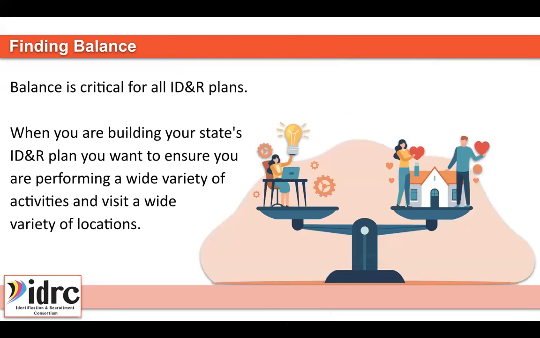As we mentioned, when we're talking about balance, balance is critical for all identification and recruitment plans. You want to ensure that you are performing a wide variety of tasks and visiting a wide variety of locations to have that balance. If you only focus on one type of activity, one type of location, you can miss a whole other population. And so balance helps you to cast that wide net and helps you to find all the students in your area.